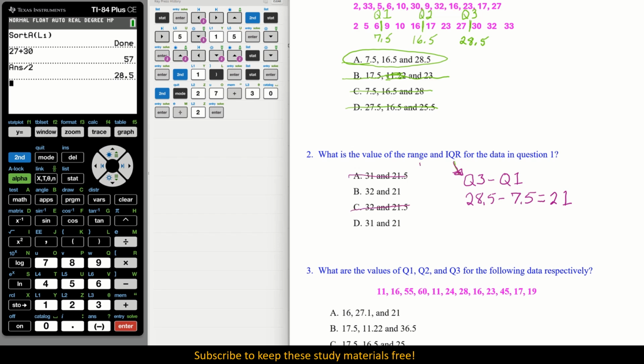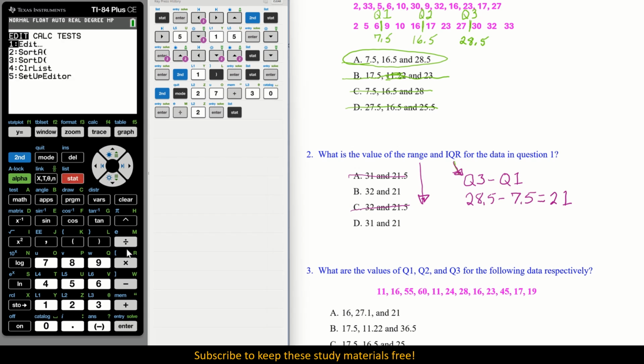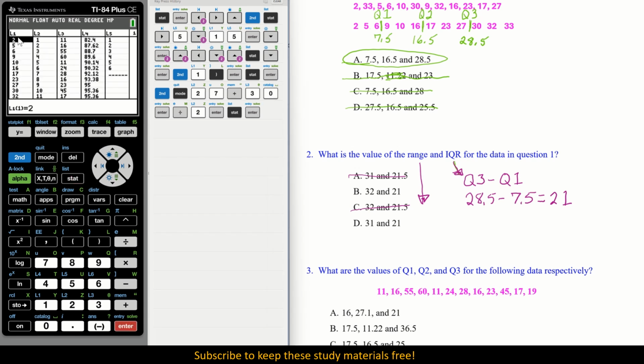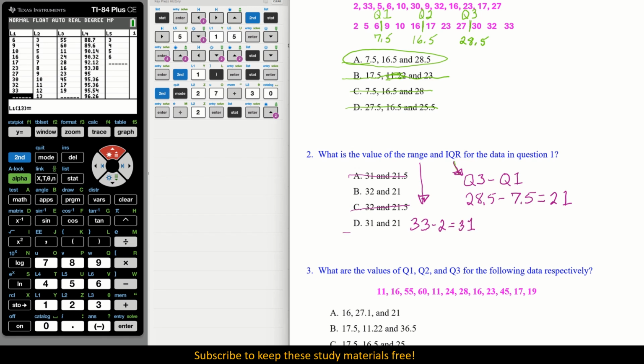Now we need to look at the range. For the range, do you remember what was on the list? Let's go back to the list. With the minimum and the high number, I'm going to arrow up. So we go to, it was 33. So what do we have? We have the high minus the low, which would be 33 minus 2, which gives us 31. So this means that option D is what we need.